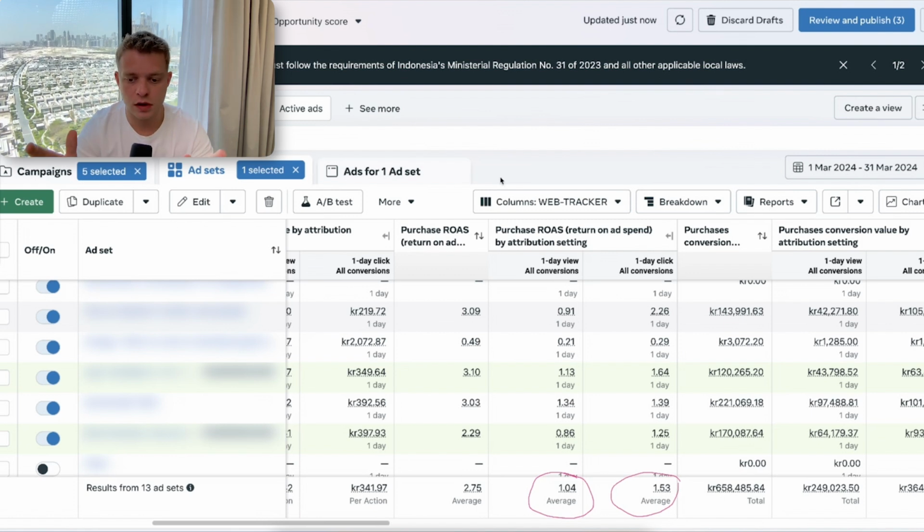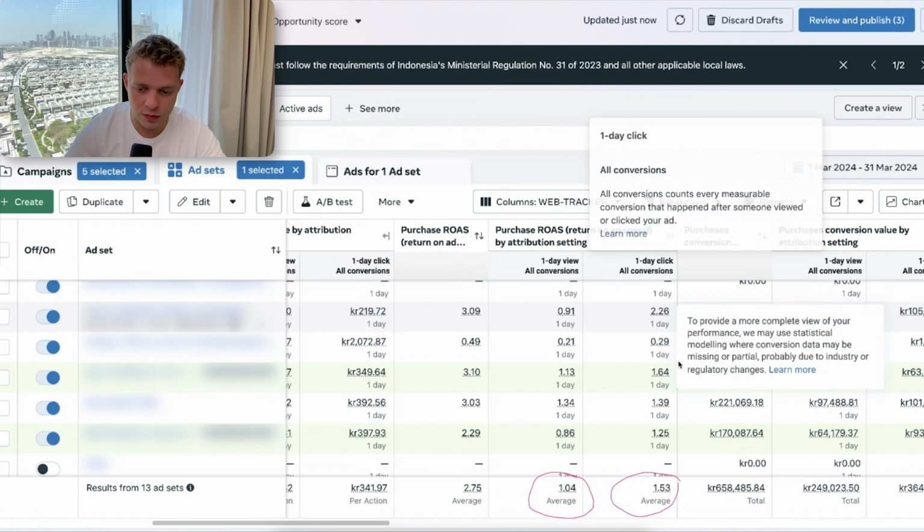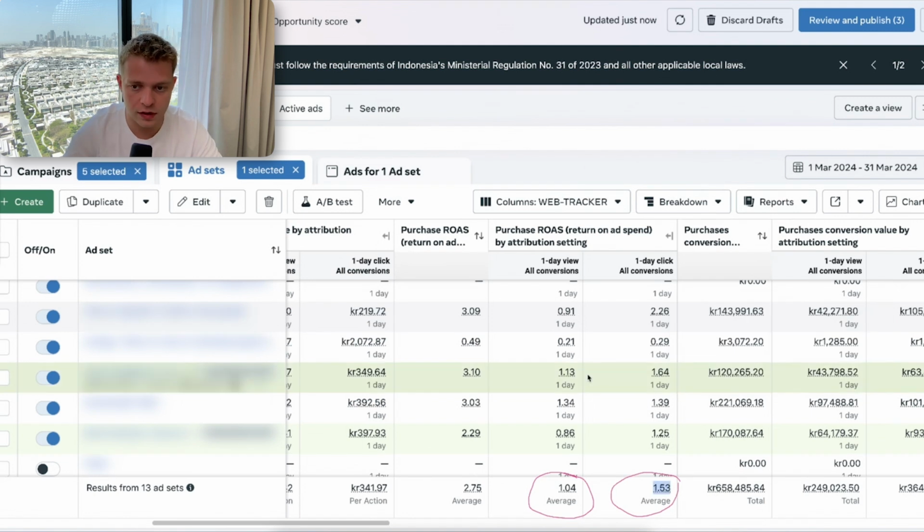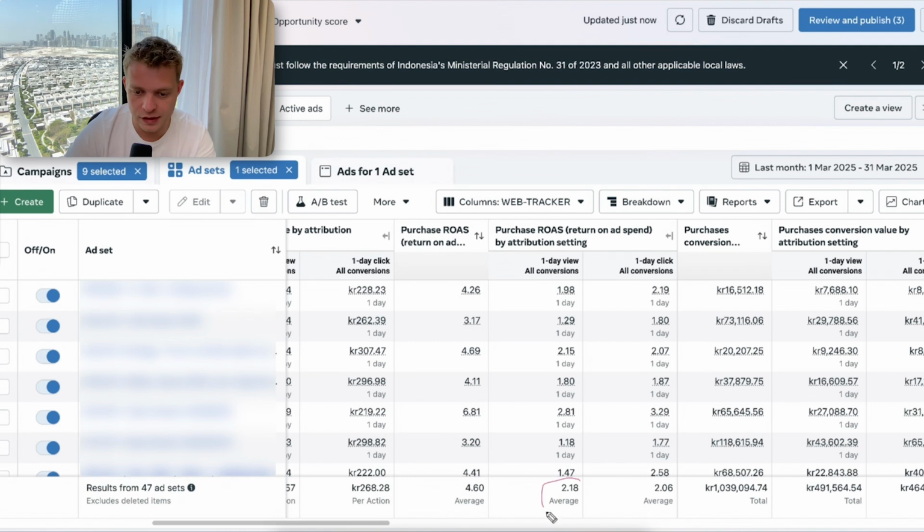What I'm going to show you is the campaigns that we then set up and that we have then optimized on over the span of a year, where we have gone from the 1.5 in 1-day click ROAS to now this account. You can see that the 1-day view is still sitting at a fairly high level, but the 1-day click we have increased quite a lot in this case right here.